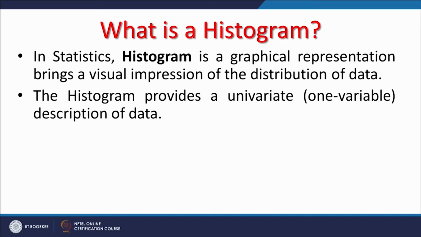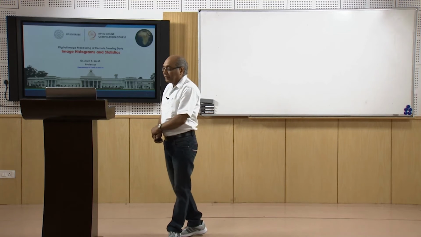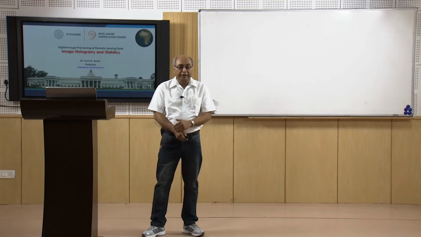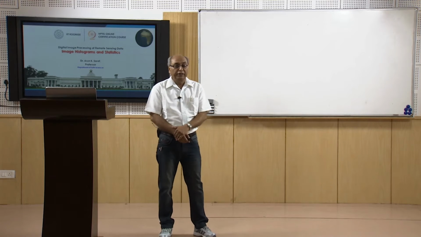A histogram provides a univariate, one-variable description of data. Generally when we want to understand the statistics of an image, the individual band's histogram is important to understand the variations of the pixel values which are present in the data. An image histogram is a type of histogram that acts as a graphical representation of the lightness or color distribution. In case we are using a colored image, then 3 band histograms would be there. We can also see the individual histograms of different bands, or a combined one as well.